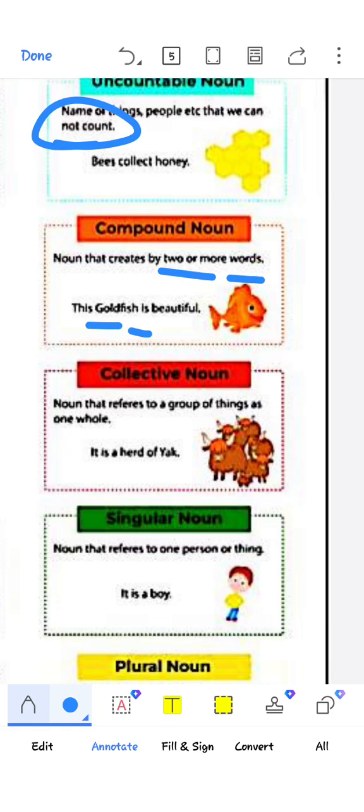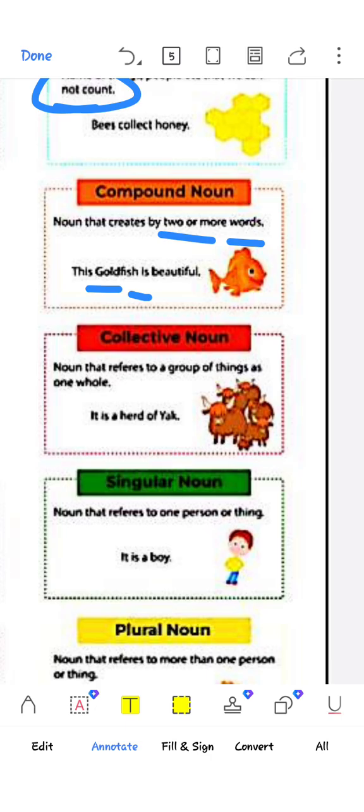Next is beta collective noun. Collective noun refers to a group of things as one whole. For example, when we talk about a specific species or a group of specific noun, it will become collective noun. Okay, we will say swarm, or flock of birds moving in a flock, and we will say crowd, many people in a place or in any place, we will say crowd. So it will become collective noun.